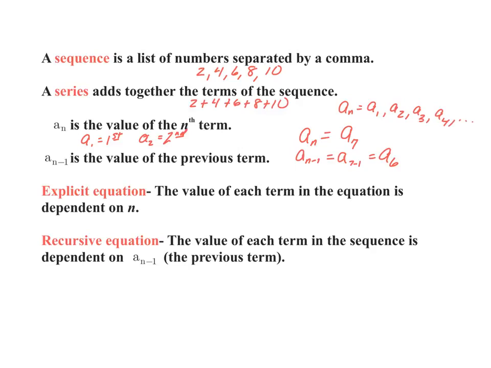Okay? All right, so then we have a couple of different types of equations that we're going to be using. The first is going to be an explicit equation, and then the other is a recursive equation. So what's the difference between these two things? In an explicit equation, each term in the sequence is dependent on n. And then in a recursive equation, the value of each term in the sequence is dependent on a sub n minus 1. Let me just change this. This is sequence.